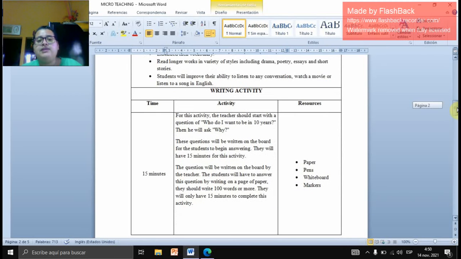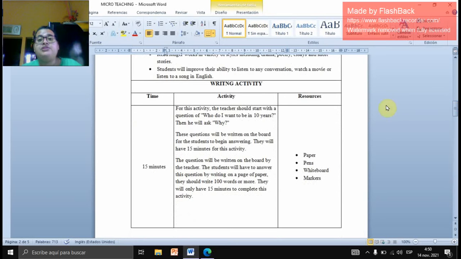Alright, the first skill is the writing activity, which is so important in English class. It is going to take 15 minutes of this class, and the resources are paper, pens, the whiteboard, and markers. Alright, for this activity, the teacher should start with a question: who do I want to be in 10 years? Then the teacher will ask again, why?